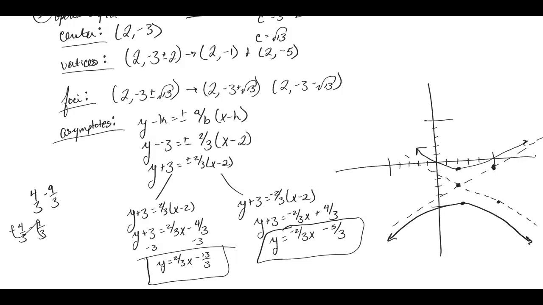Using my calculator off screen. So this point is 2, 0.61, and then negative 3 minus square root of 13. This is at 2, negative 6.61. So 2, 0.61 would be somewhere around here. 2, negative 6.61 would be somewhere around here. So there's our quick sketch of that.